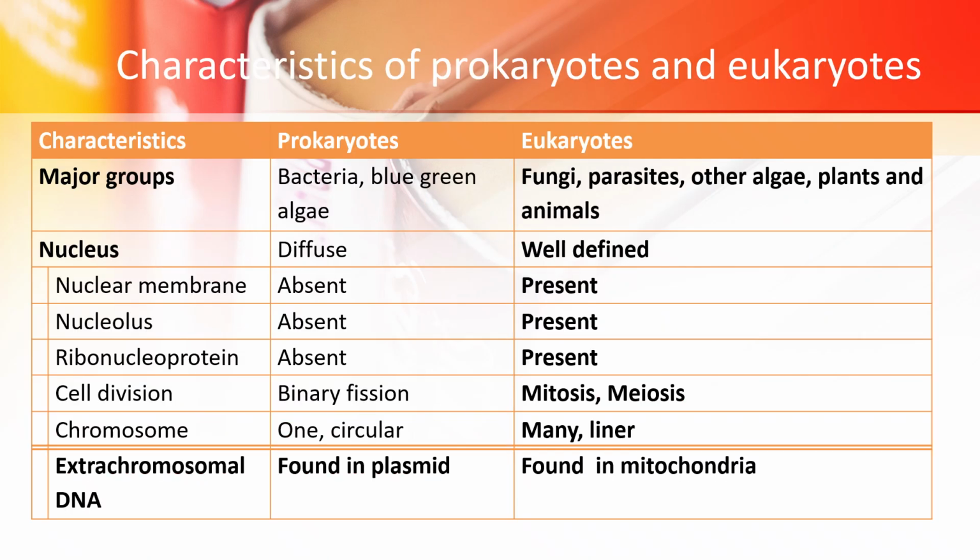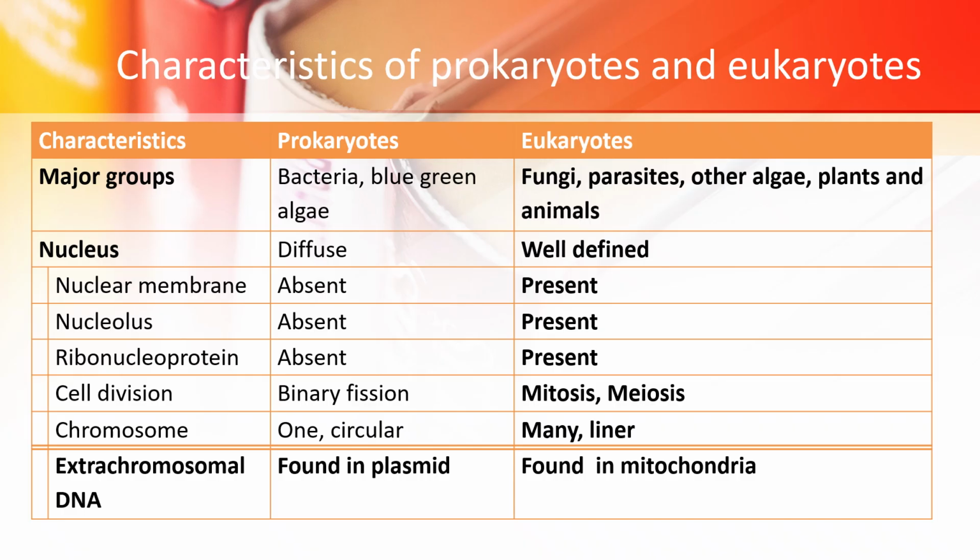First, coming to the characteristics of prokaryotes and eukaryotes. As you all know, what do you mean by prokaryotes and eukaryotes? I will give a brief introduction. What is the major group of prokaryotes? Bacteria, blue-green algae. Eukaryotes: fungi, parasites, other algae, plants and animals.